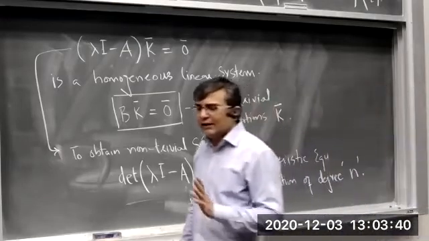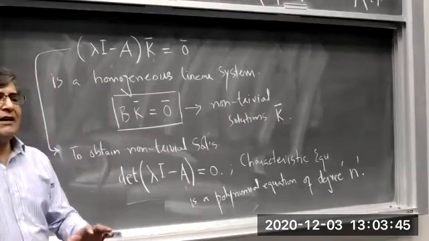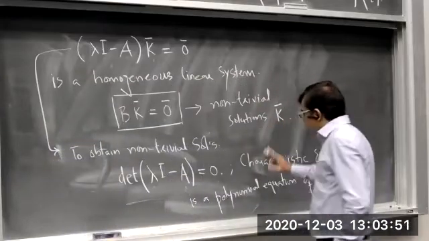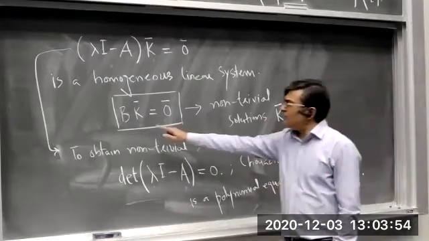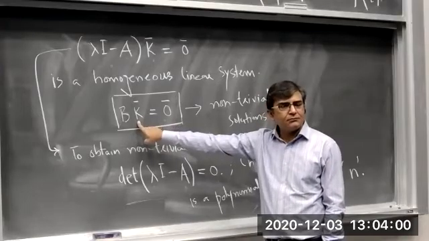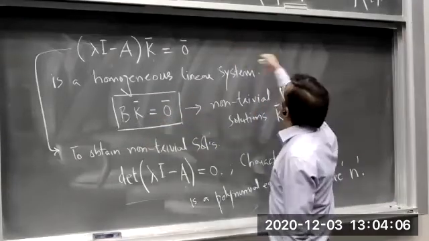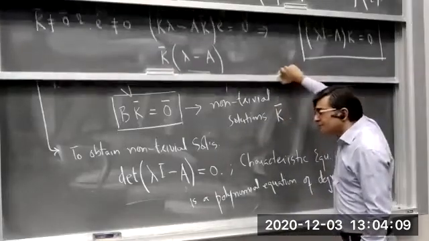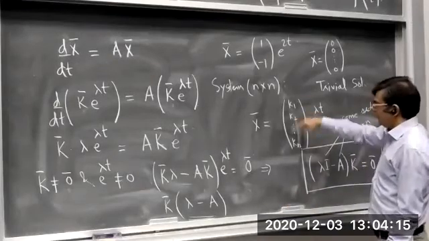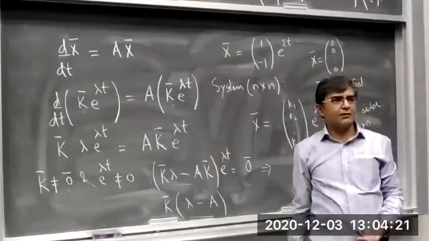How many maximum roots can that polynomial have? It can have n roots. So you can get n values of lambda. Then for every value of lambda we can find an unknown vector, which would be the solution of this homogeneous linear system. Ultimately, for n lambdas we can find n values of these vectors. So you will have n solutions of this type, n solutions of the given linear system.